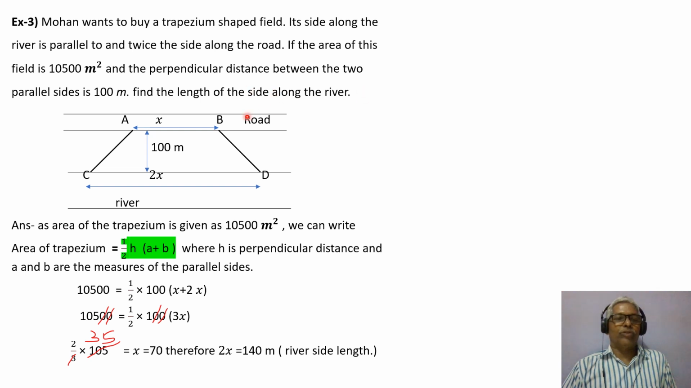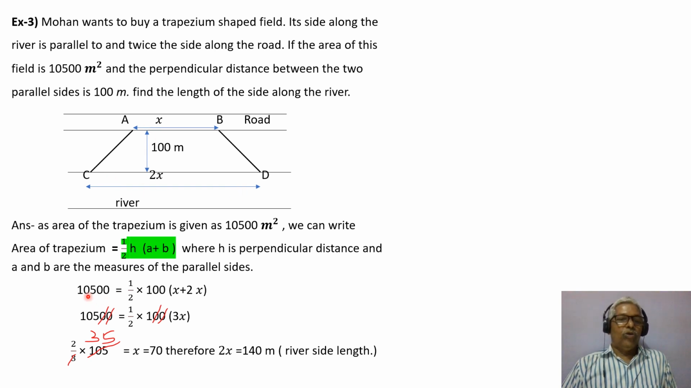See, this is also important. Okay, so answer, as the area of the trapezium is given as 10500 meters square, we can write area of trapezium, which is equal to half h into a plus b, where h is perpendicular distance and a and b are the measures of the parallel sides. So you know this formula, a and b, that is, this is a, this is b, whatever it may be, and this is h.